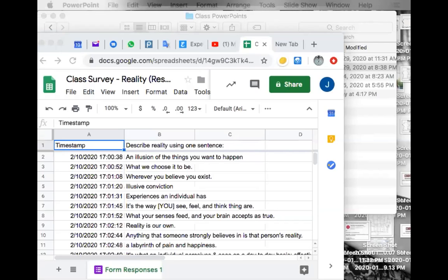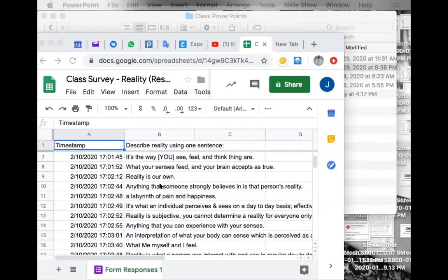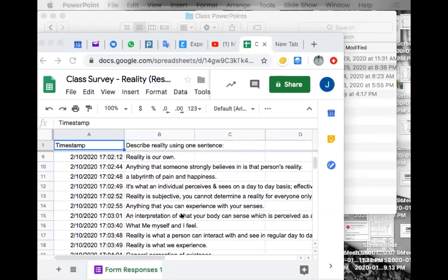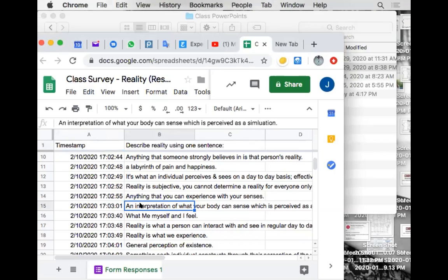A labyrinth of pain and happiness. It's what an individual perceives and sees on a day-to-day basis. Reality is subjective, cannot determine a reality for everyone. Anything that you can experience with your senses, an interpretation of what your body can sense, which is perceived as a simulation. What me, myself, and I feel. Reality is what a person can interact with and see in regular day-to-day life.